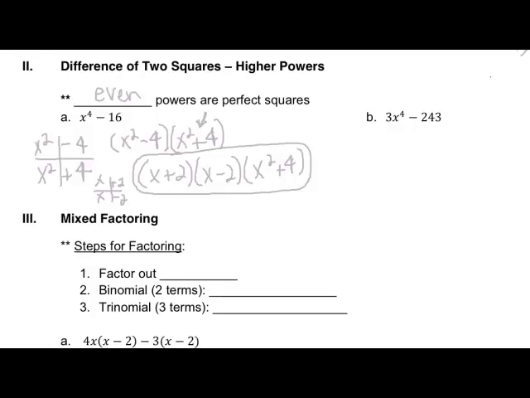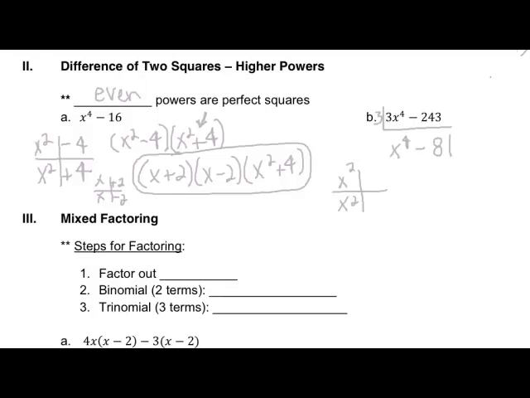For part B, remember we always look for a greatest common factor first. Notice that 3 and 243 are both divisible by 3. So we're going to start by factoring out a 3. So we're left with x to the 4th minus 81. Now notice we have perfect squares. 81 is a perfect square. It's 9 and 9. So we have x squared and x squared.